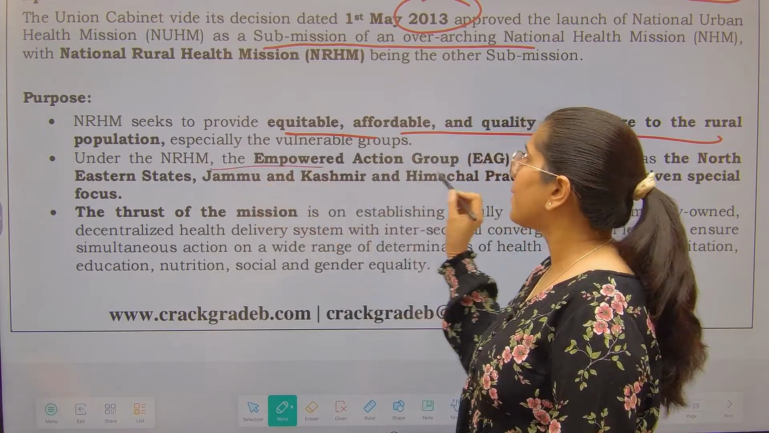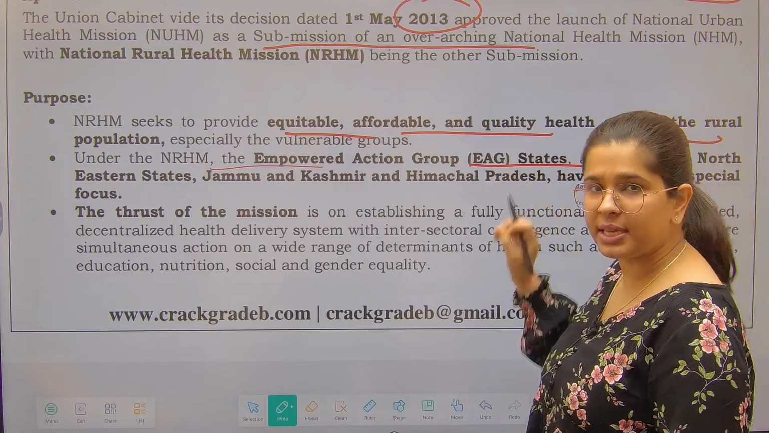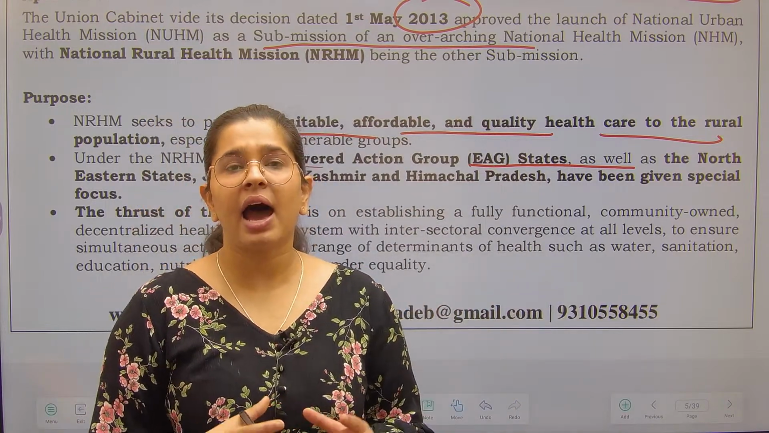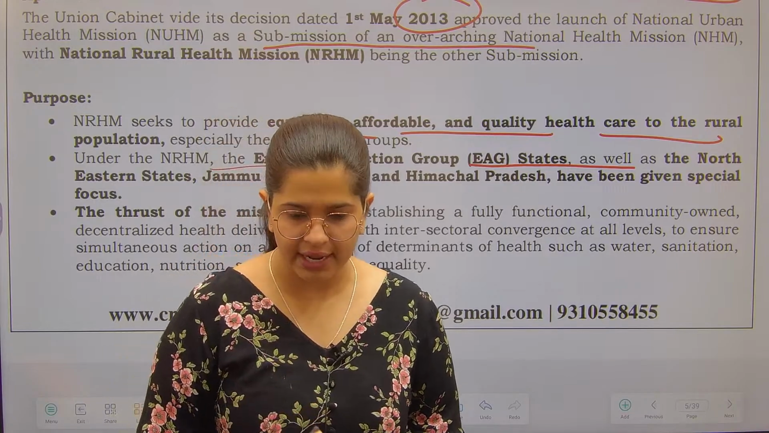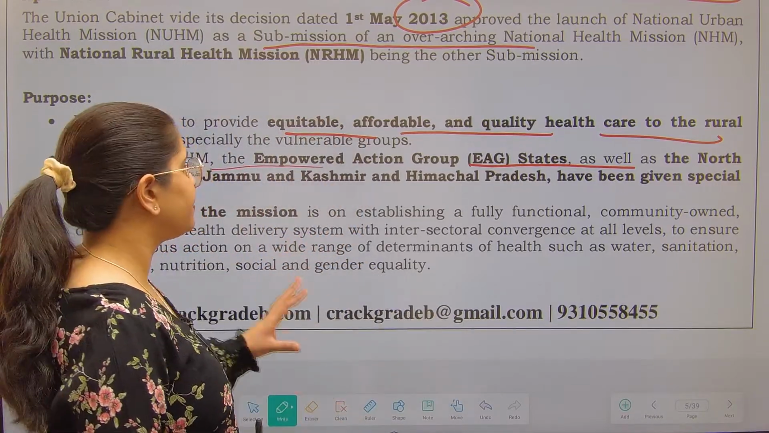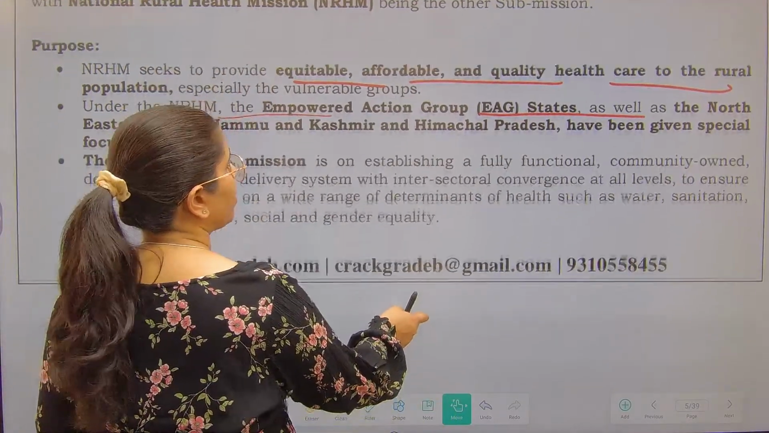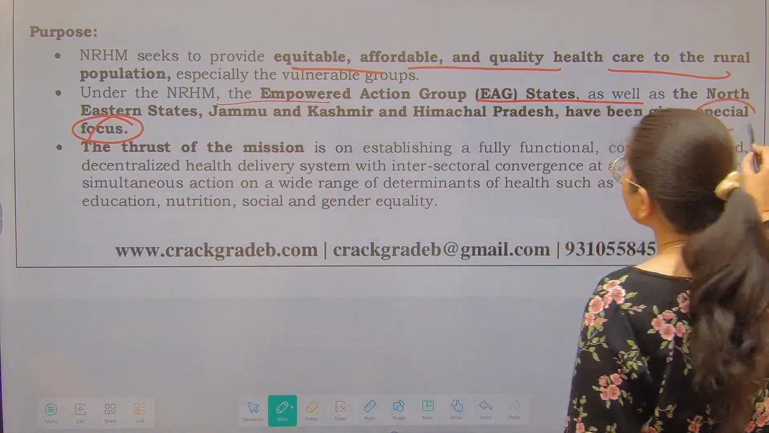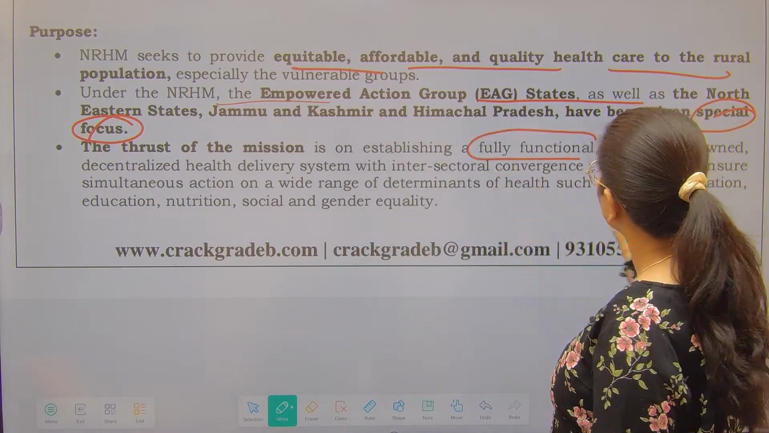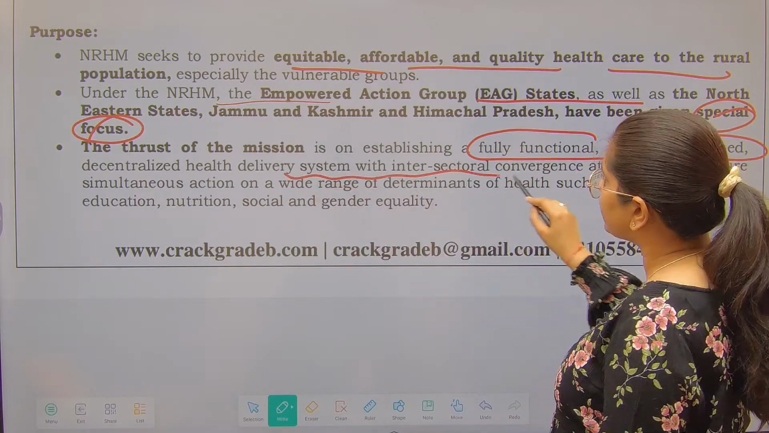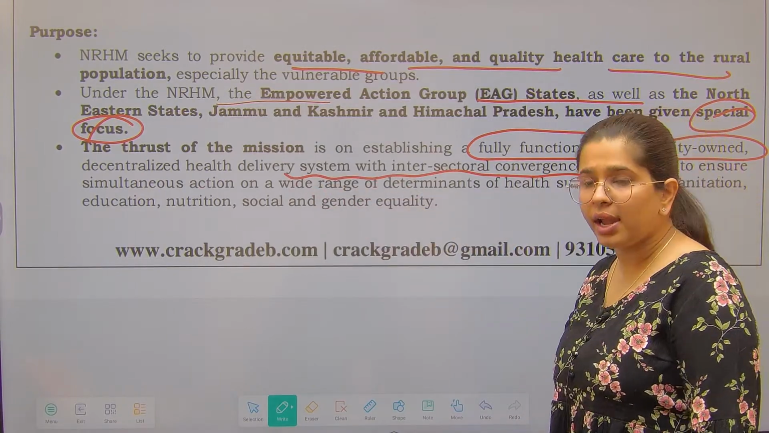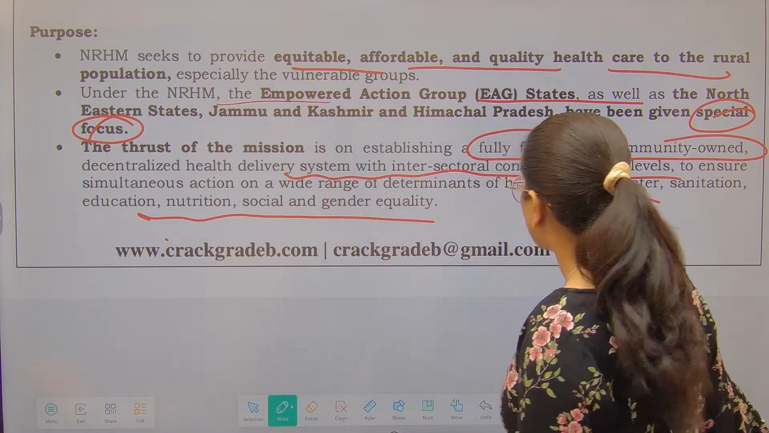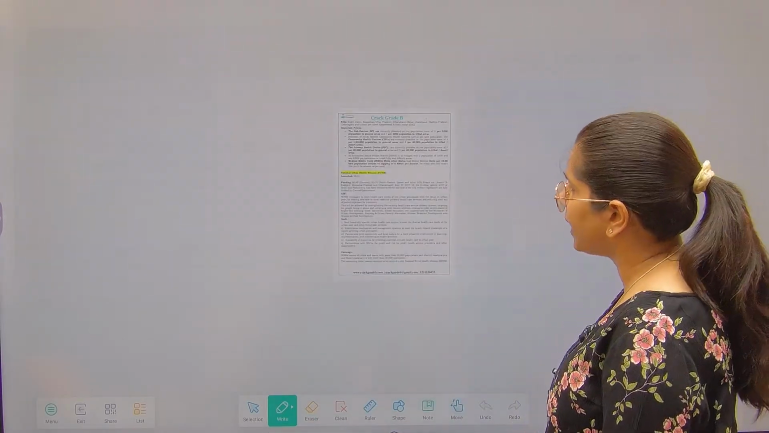Now, under NRHM, the Empowered Action Group, EAG states, we will see there are 8 EAG states in India, and EAG states means you want to develop them. They are lagging behind in certain indicators and you want to develop them. So we will say who are the EAG states. Then there are northeastern states, Jammu Kashmir. They have been given special focus. Next, the mission thrust is on establishing a fully functional, community-owned, decentralized health delivery system with intersectoral convergence at all levels. You want to provide health related to water, education, nutrition, social and gender equality, all kinds of parameters you want to educate them on.